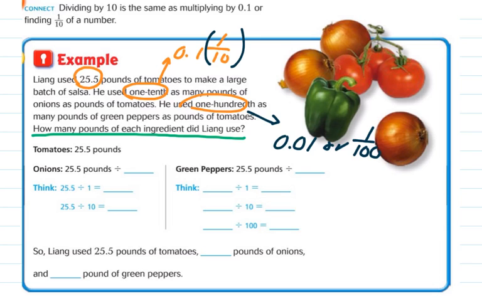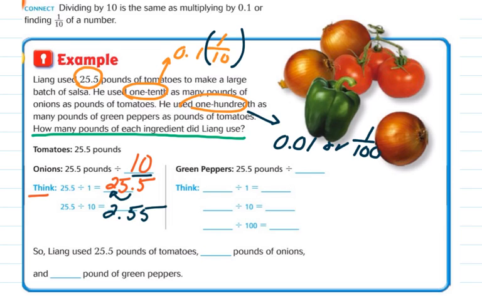Now we know that it's really not 10, we know it's a tenth, but we can start there as our benchmark number. Think, 25 and 5/10 divided by 1 would be the same number, which would be 25 and 5/10. So 25 and 5/10 divided by 10, boys and girls, means that we would lose one decimal place because there's one 0 there, and we would get 2 and 55 hundredths.